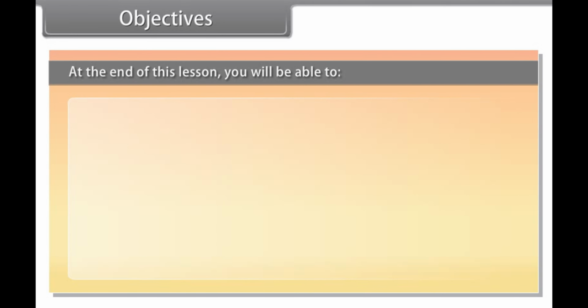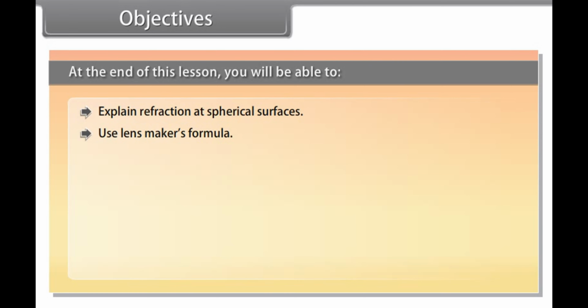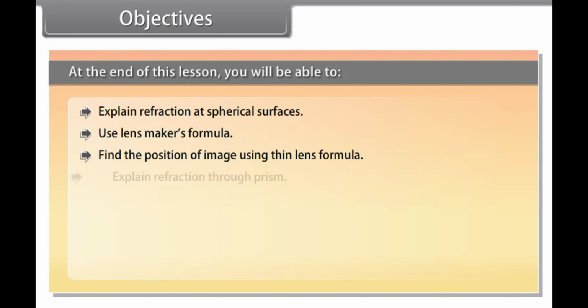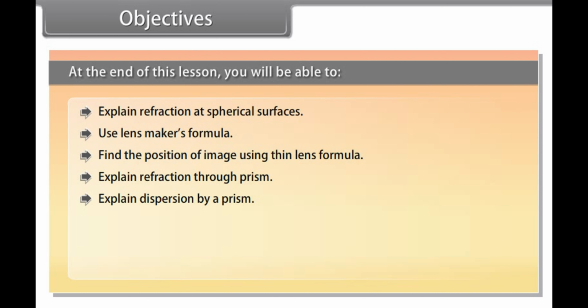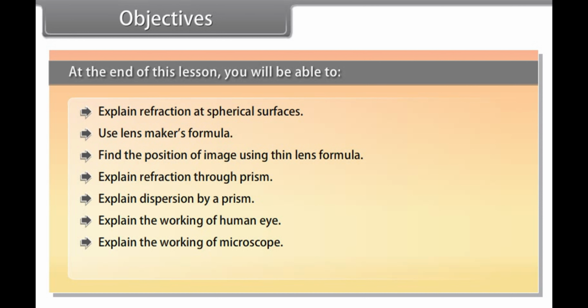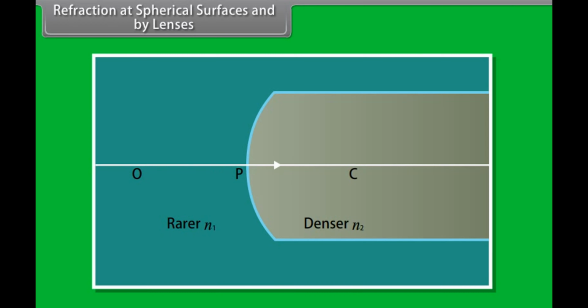Objectives. At the end of this lesson, you will be able to explain refraction at spherical surfaces, use lens maker's formula, find the position of image using thin lens formula, explain refraction through prism, explain dispersion by a prism, explain the working of human eye, explain the working of microscope, explain the working of telescope. Refraction at spherical surfaces and by lenses: refraction at a spherical surface.